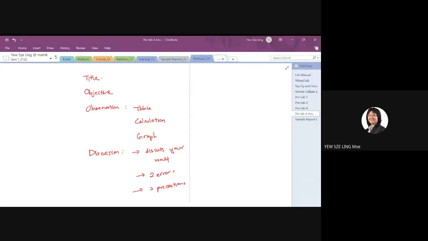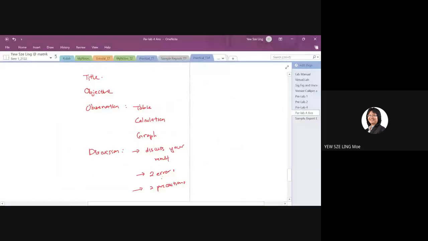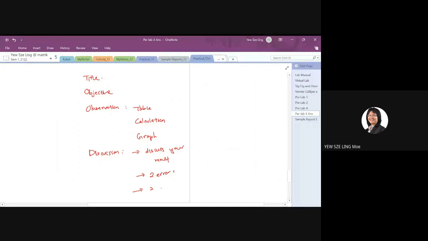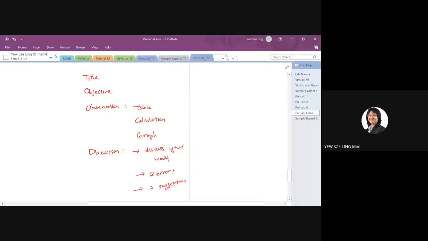So 2 errors, 2 precautions, you must explain a little bit. Actually, I want to change the phrase a little bit. Rather than precaution, I want to change it into suggestions. So this is your report writing test requirement. Listen carefully. It is no longer like the precautions that we discussed before.